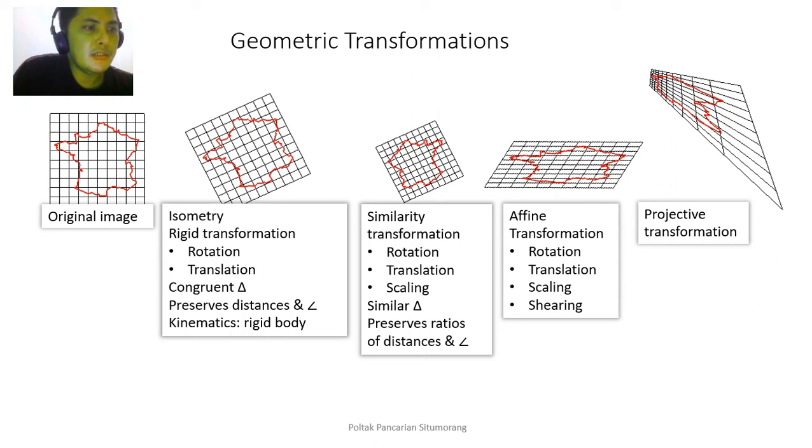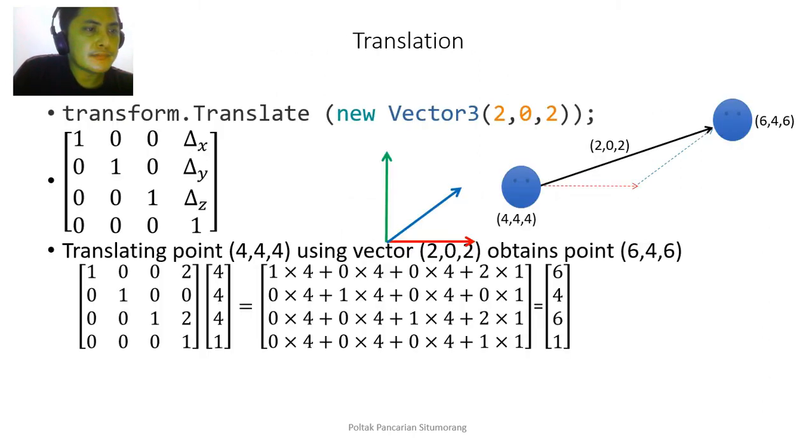From maths, you may also remember similar triangles. Similarity transformation also allows scaling. These are the transformations that we will cover today. Affine transformation also allows shearing, kind of like pushing over a rectangle. Projective transformations are used for perspective camera views. A game object can be moved using the translate function.